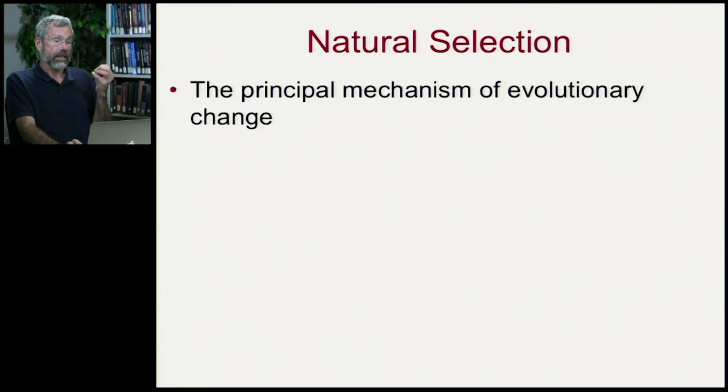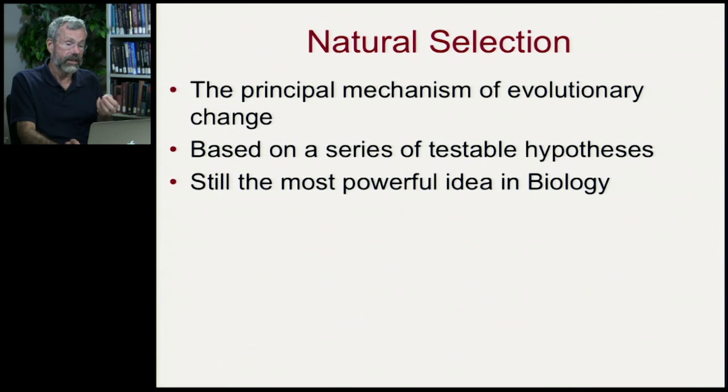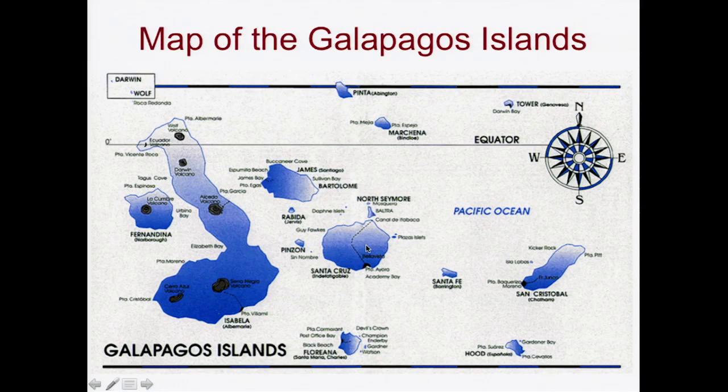The most important contribution that Darwin made for our understanding of evolutionary thought is his ideas on natural selection. Natural selection is now viewed as the principal mechanism of evolutionary change. It's based on a series of testable hypotheses, and it's still the most powerful idea in all of biology.